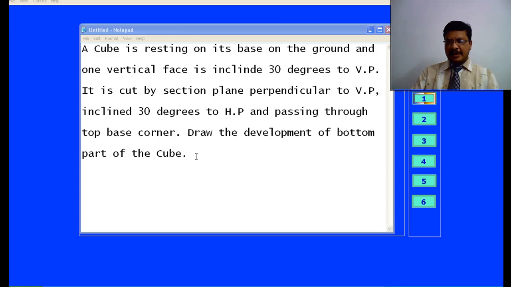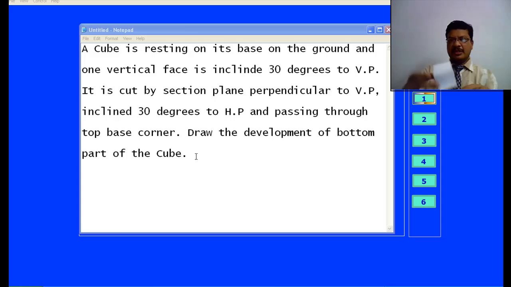So for getting the development of the surface of the given solid, the first step is completing the projections of solids part. The second step is representing the section plane, and third step is drawing the development. In 3 stages you have to solve this problem. Now observe the position of the solid. A solid is something like this.